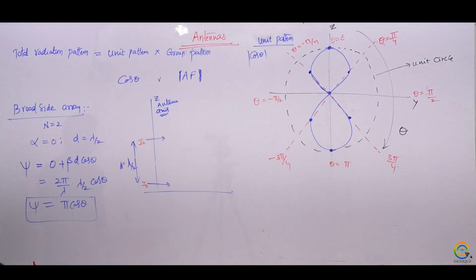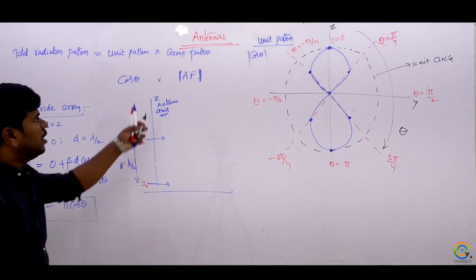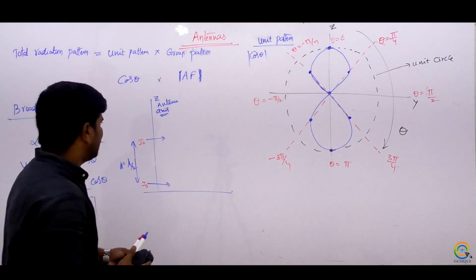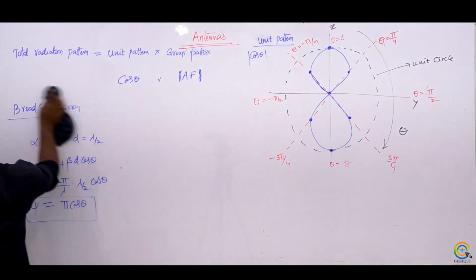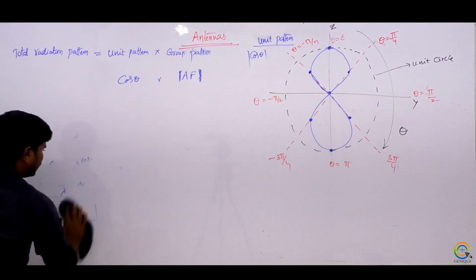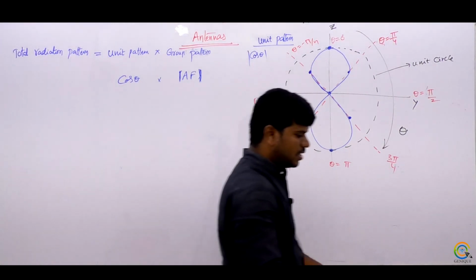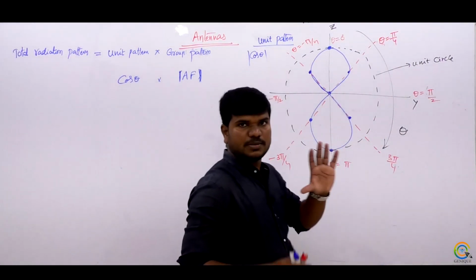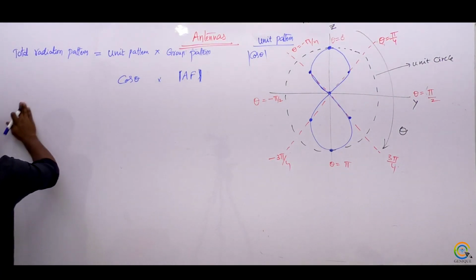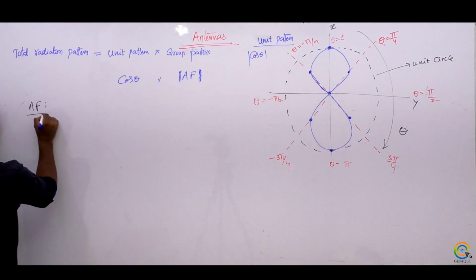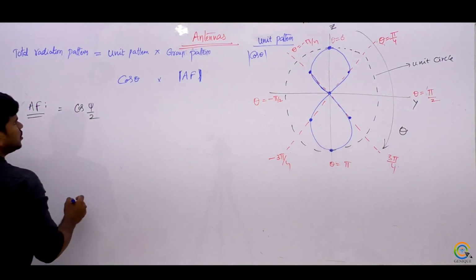Now it is multiplied with the group pattern, or it is multiplied with the array factor. So what is the array factor here? Now I am talking about the broadside array. We have to know what the broadside array means. The phase difference between the two current elements must be 0. Now come to the array factor. What is the array factor? Here the array factor is equal to cos of psi by 2.